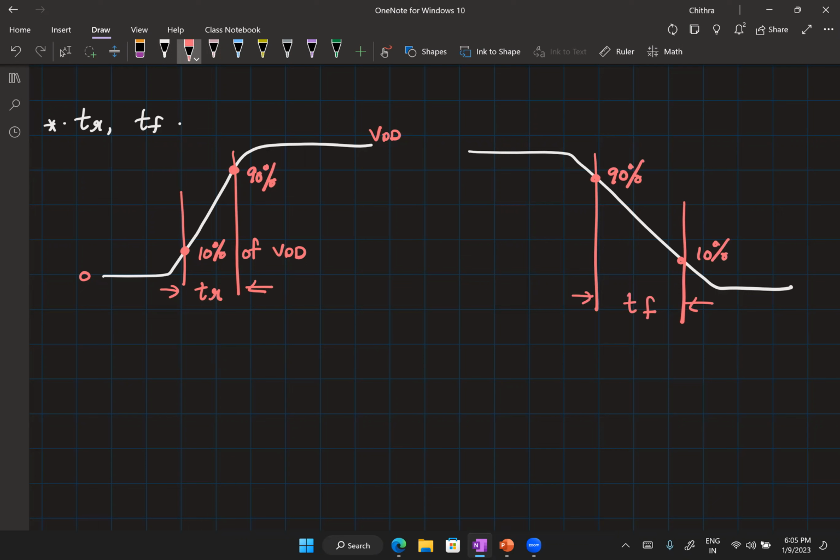Now, there is nothing holy as such about these 90% and 10% numbers. In fact, in some cases, you will see that the 80% and the 20% points are used. This is generally used if your signal, zero and ground, are very noisy, and it becomes tricky to identify this transition. So again, look at the definition whenever you see the rise time and fall time expressions. And if nothing is mentioned, it is safe to assume 10 to 90%.